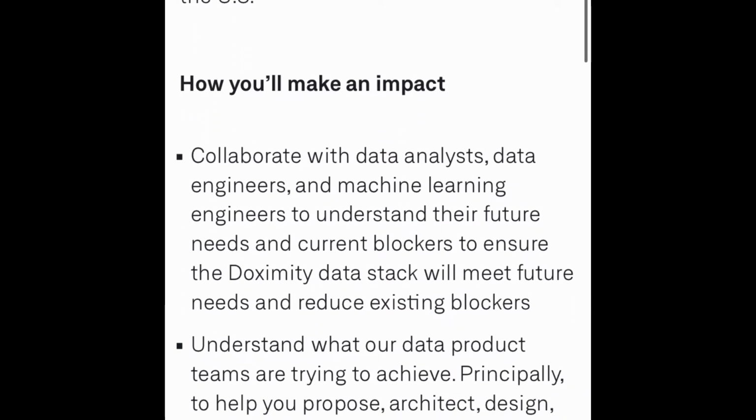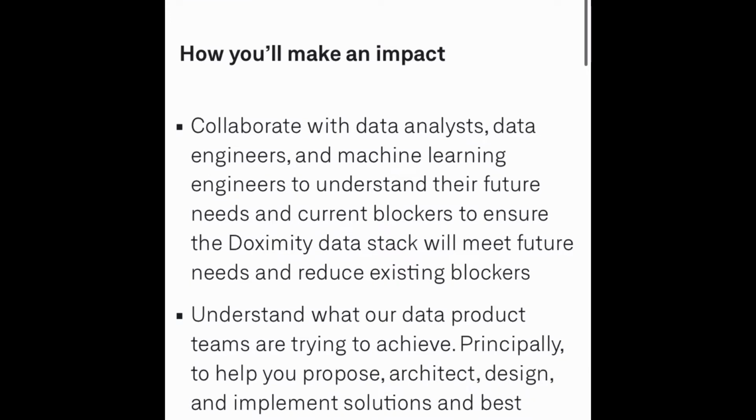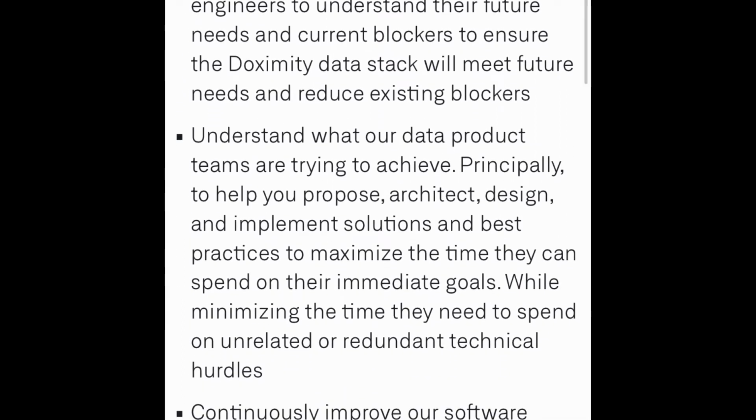How do you make an impact? Collaborate with data analysts, data engineers, and machine learning engineers to understand their future needs and current blockers, to ensure the Doximity data stack will meet future needs and reduce existing blockers. Understand what our data product teams are trying to achieve, and help them propose, architect, design, and implement solutions and best practices to minimize the time they spend on unrelated and redundant technical hurdles, so they can focus on their immediate goals.